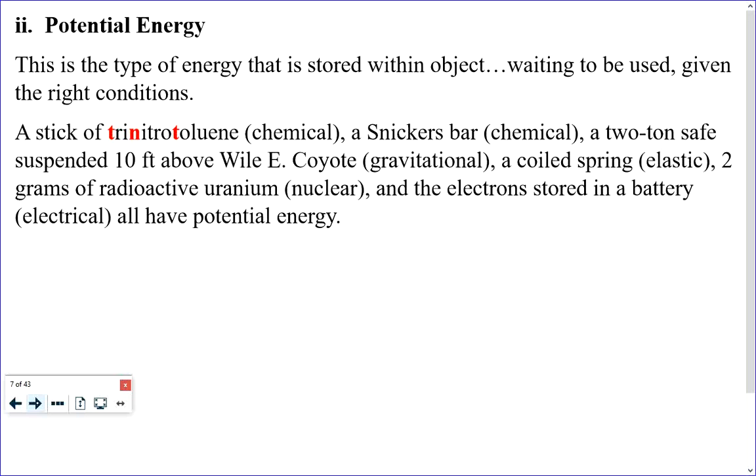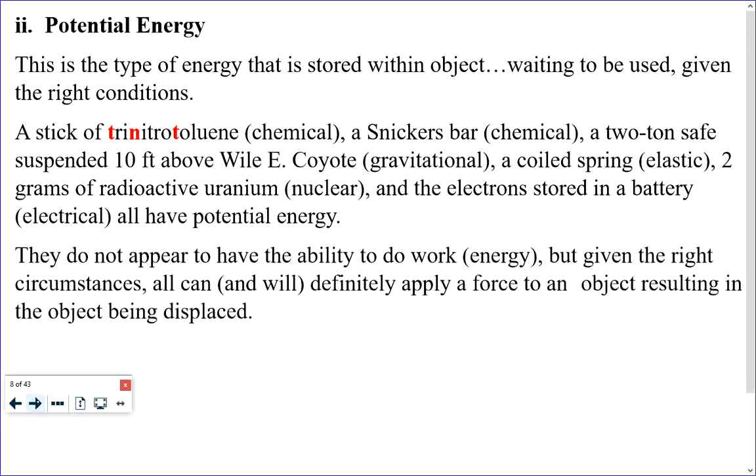2 grams of radioactive uranium has nuclear potential energy. A battery, before you start using it, has chemical potential energy. One of the points I want to stress here is that potential energy has different forms. Kinetic energy is kinetic energy. Potential energy can be gravitational, electric, it could be magnetic, nuclear, spring, etc. So all of these situations don't really appear to have energy, but under the right circumstances, you can release that energy.